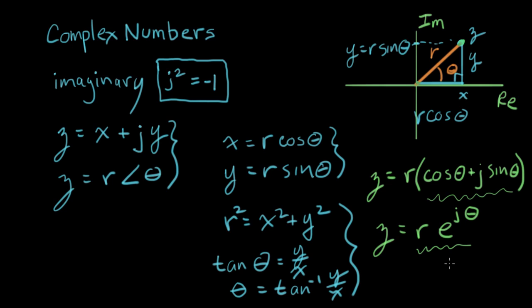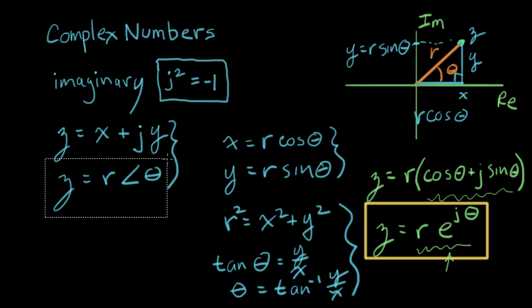This form is going to be particularly useful because if you remember, when we were solving all those differential equations, we always liked exponential solutions. So I want to put some squares around these. These are the three ways that we can represent a complex number, and they're all equivalent.